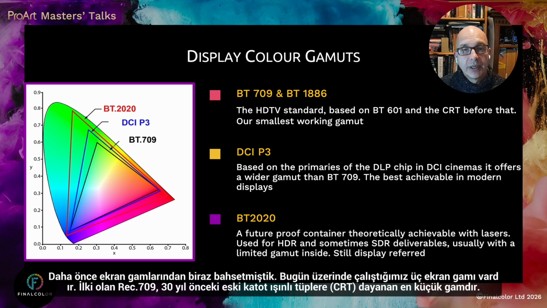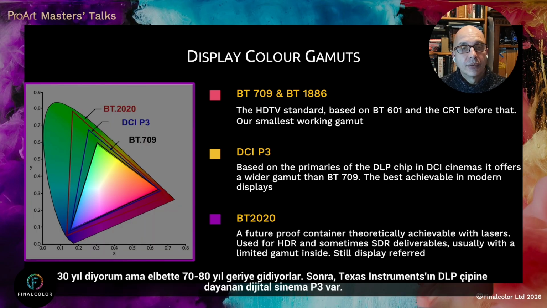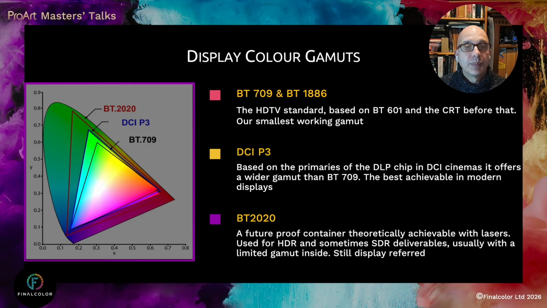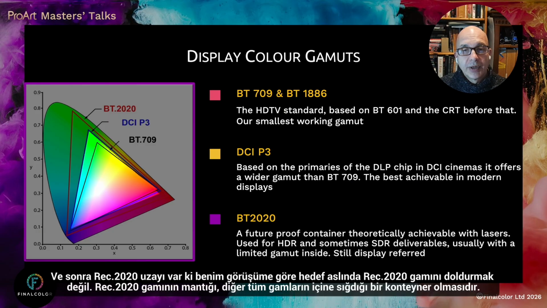We talked a bit about display gamuts before. So there are 3 display gamuts that we work with today. There's the 709, which is the smallest gamut. That's based on the old cathode ray tubes from 30 years ago. Well, I say 30 years ago, but of course they go back some 70, 80 years. Then we have Digital Cinema P3, which is based on the DLP Texas Instrument chip. And it's a little bit bigger than 709, but honestly not that much bigger.